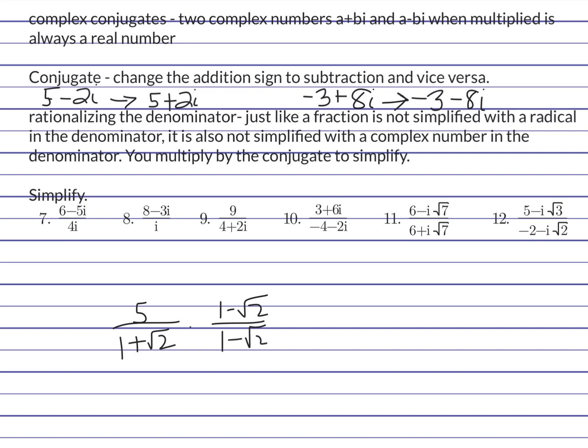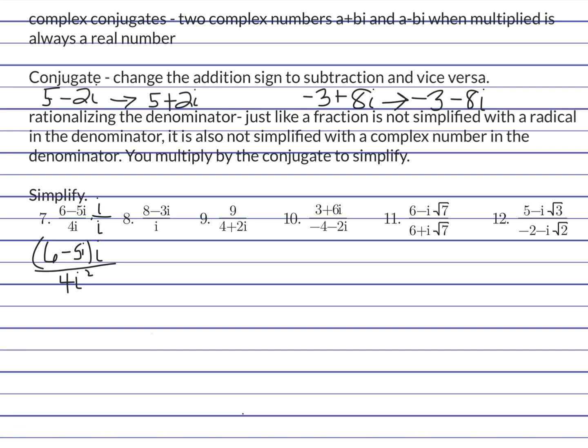So this is the same thing when I'm looking at complex numbers. I do not want i in the denominator. And really, you can just multiply by i. That will get rid of the i from the denominator if you just multiply the numerator and the denominator by i. So this is what my problem looks like. 6 minus 5i times i over 4i squared.